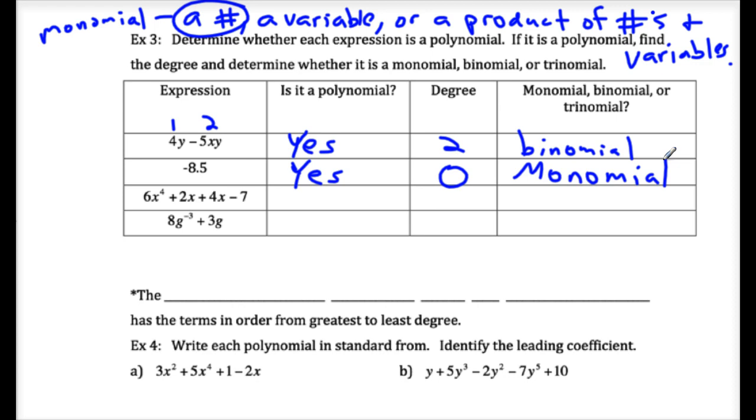Okay. The next one's tricky. I'll give you guys a big hint. You must combine like terms, CLT. How many people remember what CLT stands for? Besides Olson. Combine like terms. Canadian bacon, lettuce, tomato.